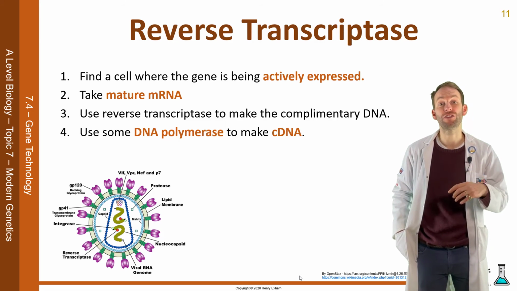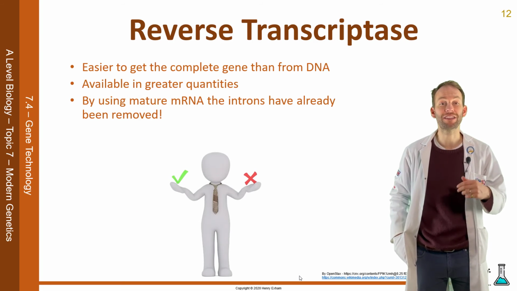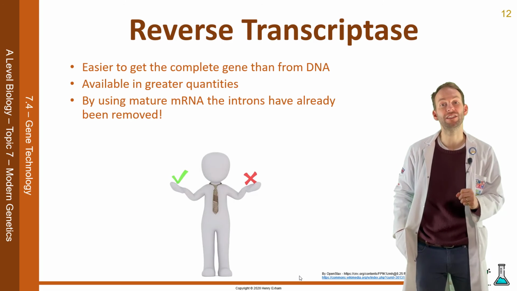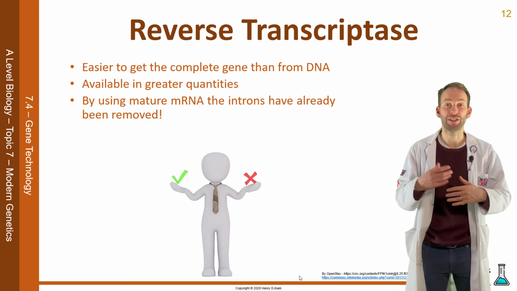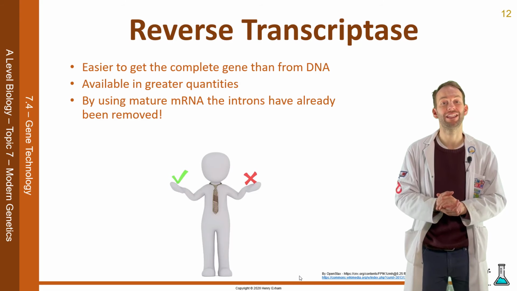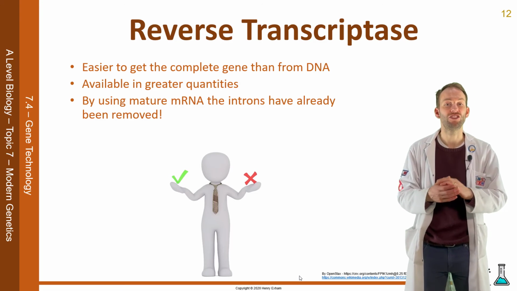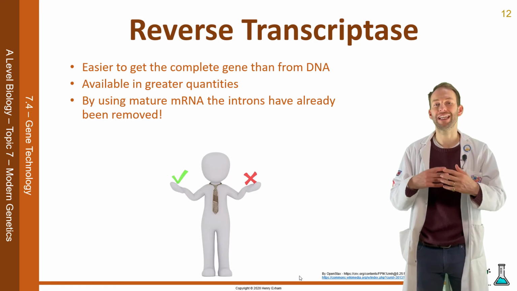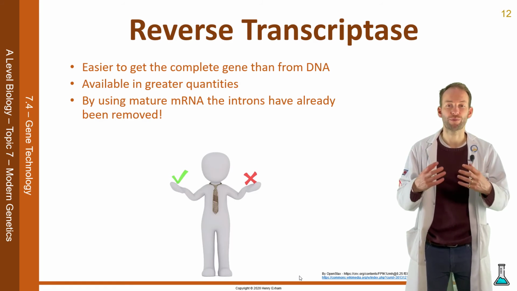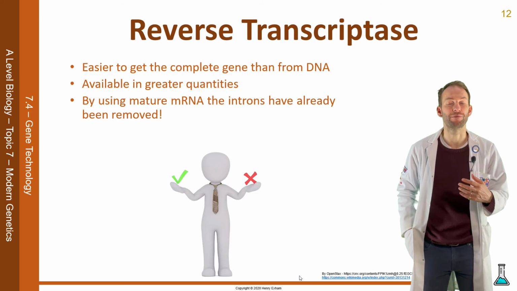Now, there are some advantages of using reverse transcriptase and messenger RNA over other methods. Firstly, it's easier to get the complete gene than from the whole genome. Secondly, it's available in greater quantities because of all the messenger RNA. Thirdly, prokaryotic cells cannot remove introns from a gene, and in genetic engineering you quite often use bacterial host cells. So if you insert the DNA with the introns, it's a problem, but in this case the introns have already been removed, so that's another benefit.